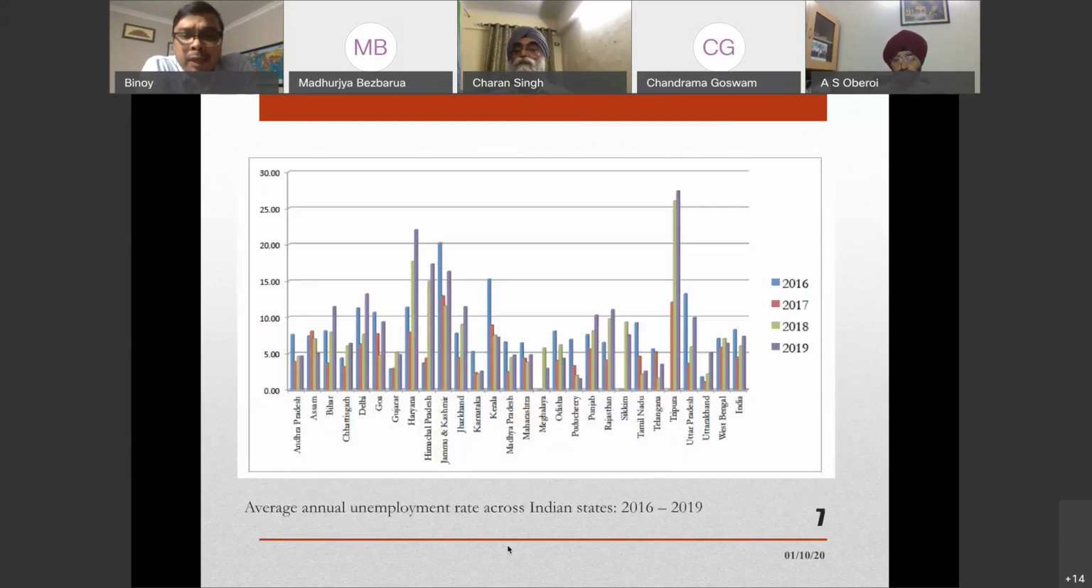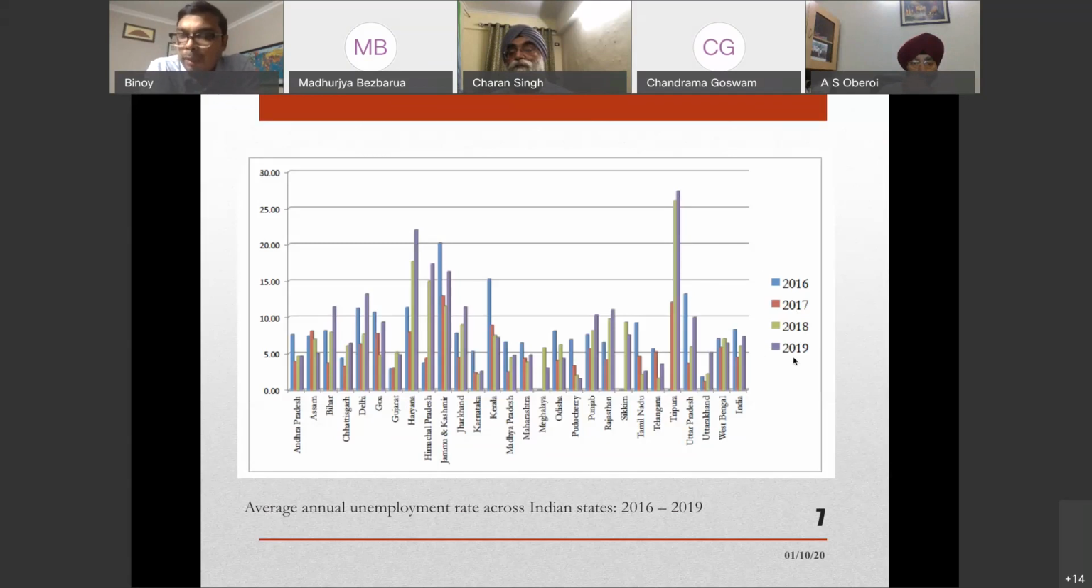Then the next indicator we take up is that of unemployment rates. Here we have the data for all the states, but don't bother about these graphs, these bars. I will sum up the main points in the next slide. Only the last 4 bars, I would like you to have a look at, which are for India. They show that from 2017 onwards till 2019, the unemployment rate at the national level was increasing, which points to the fact that even before the pandemic, an economic slowdown had probably already started. So the economy was slowing down.